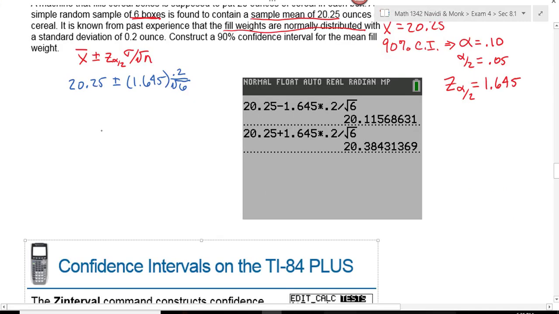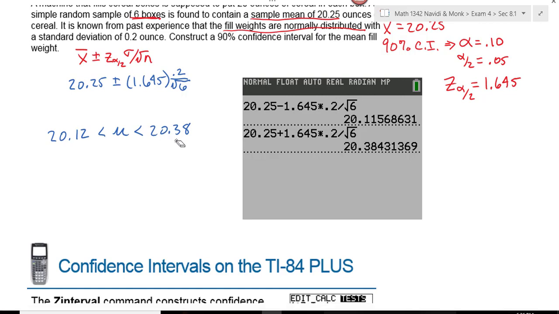And that means that our confidence interval on the mean will go from 20.12 to 20.38. So we're 90% sure that the average weight of cereal in the box is between 20.12 and 20.38 ounces. So do you think the manufacturer is safe in saying that there's 20 ounces of cereal in that box?